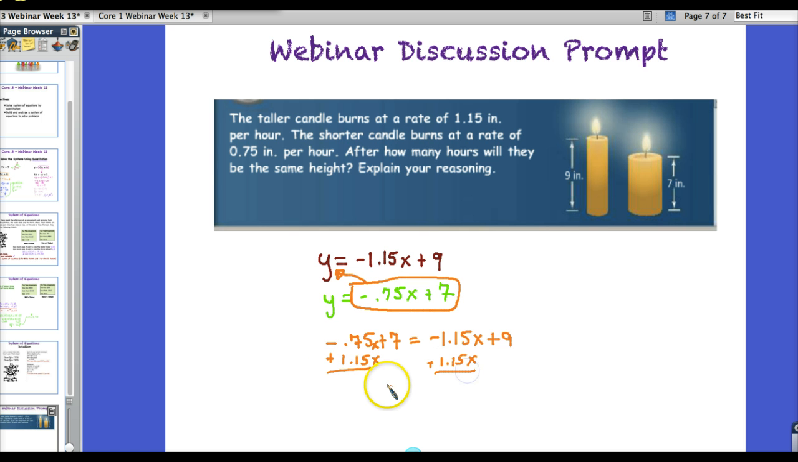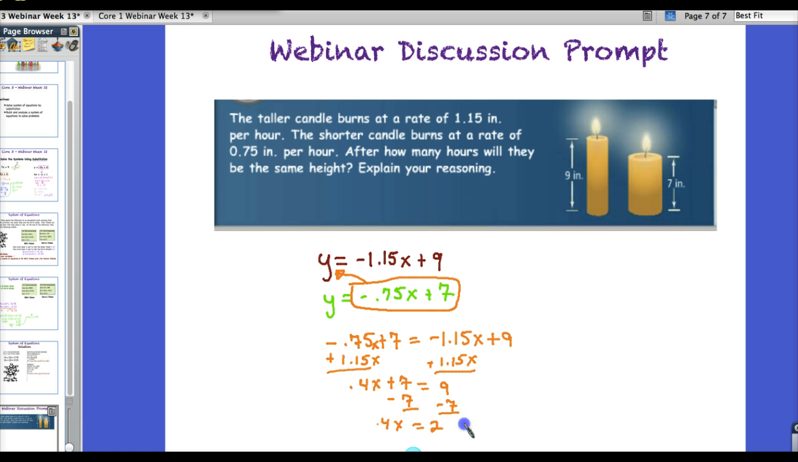Is that 0.4? 25, 35, yeah, I think so. 0.4x plus 7 equals 9. So a little bit of solving to do, but that's what you guys did, and you got the answers you got, which is exactly right.